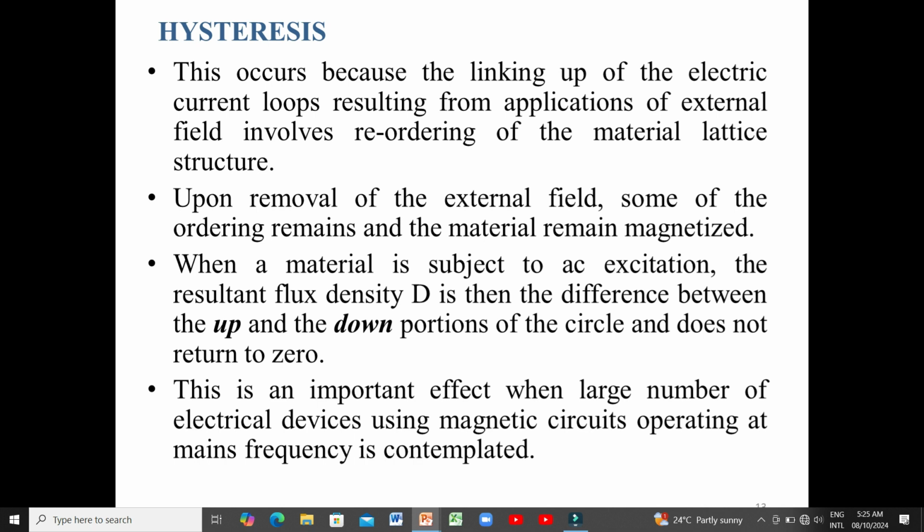Hysteresis. This occurs because the linking up of the electric current loops resulting from application of an external field involves reordering of the material lattice structure. Upon removal of the external field, some of the ordering remains and the material remains magnetized. When a material is subject to AC excitation, the resultant flux density B is then the difference between the up and the down portions of the circle and does not return to zero. This is an important effect when a large number of electrical devices using magnetic circuits operating at mains frequency is contemplated.